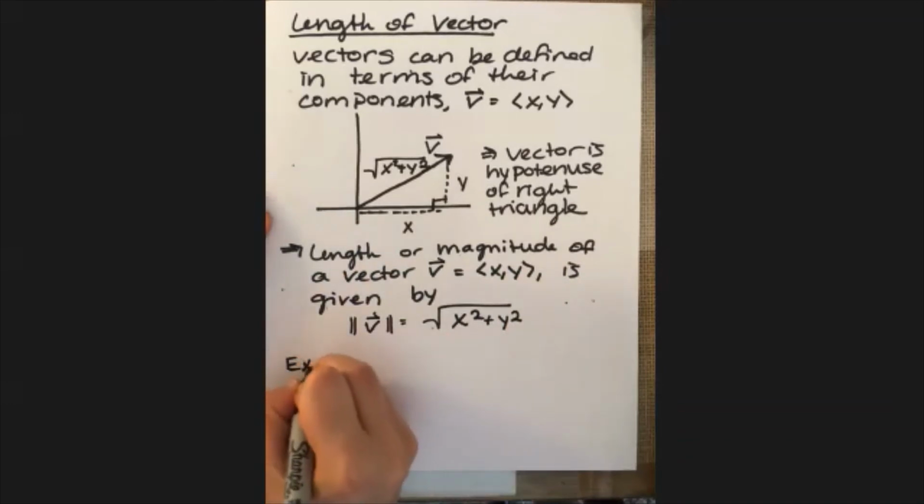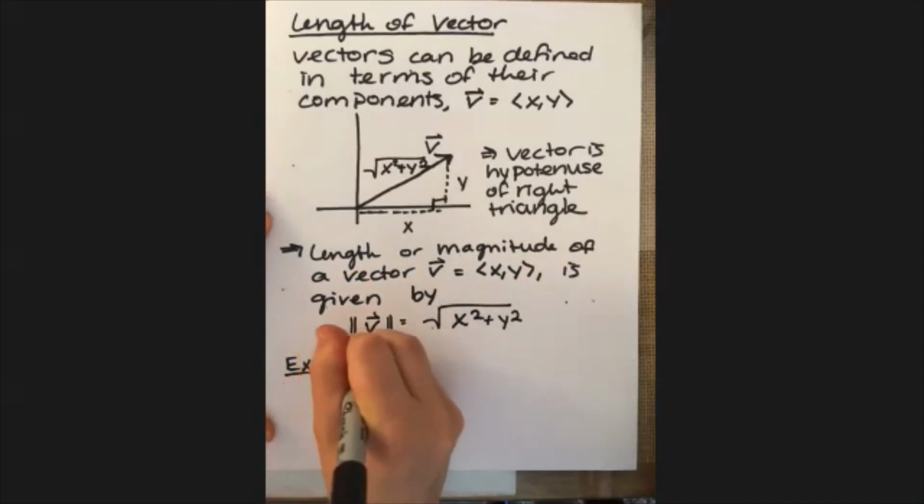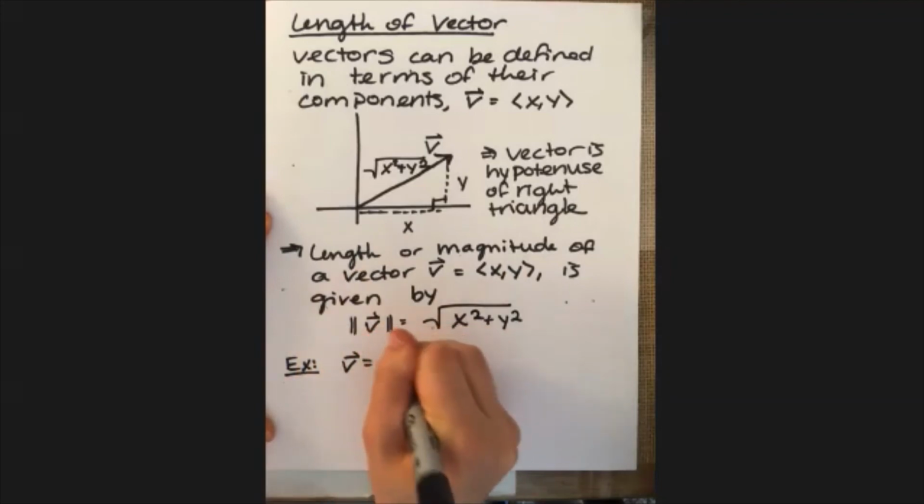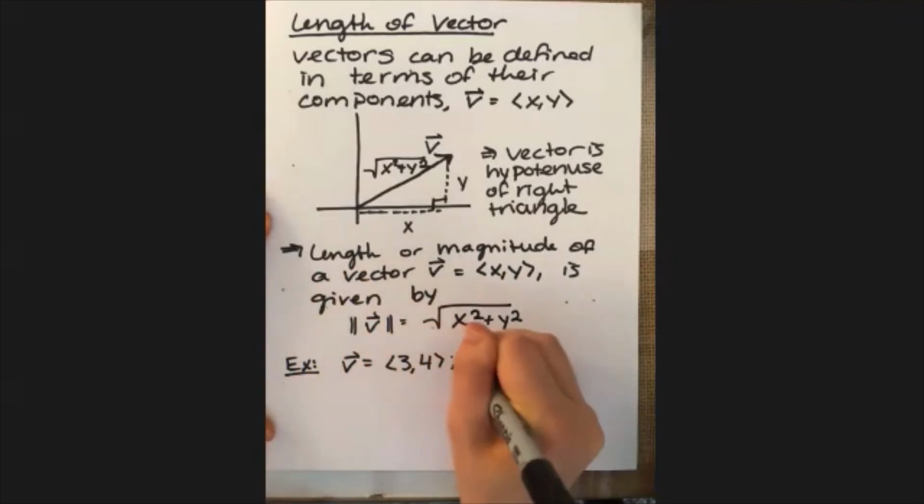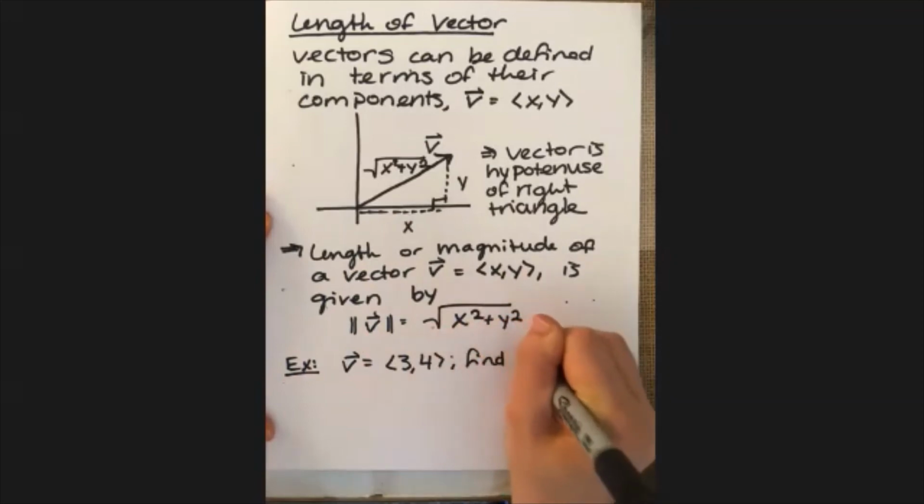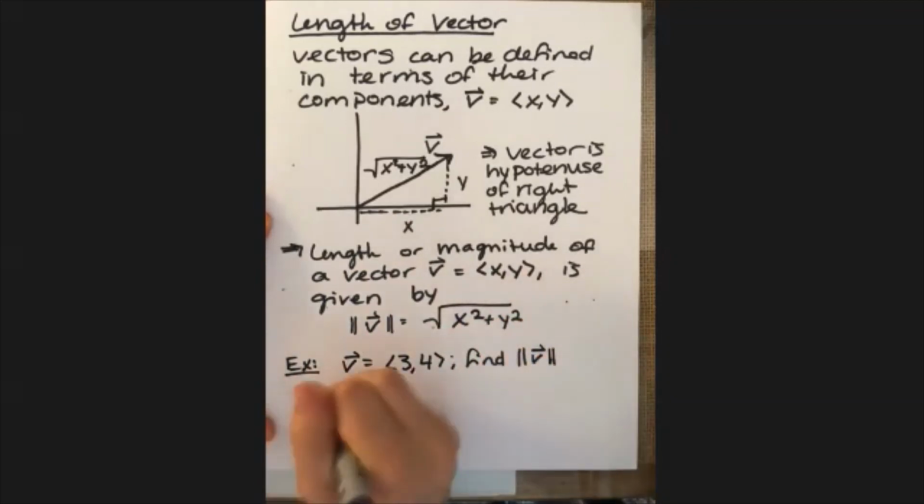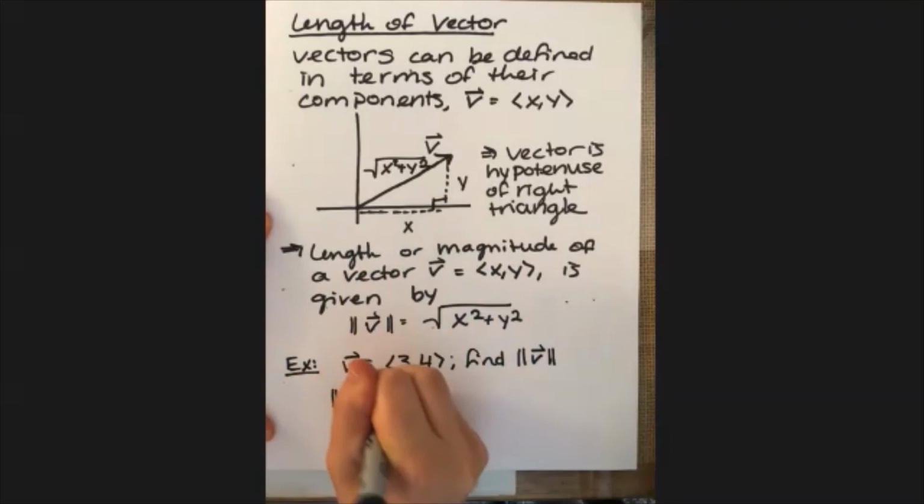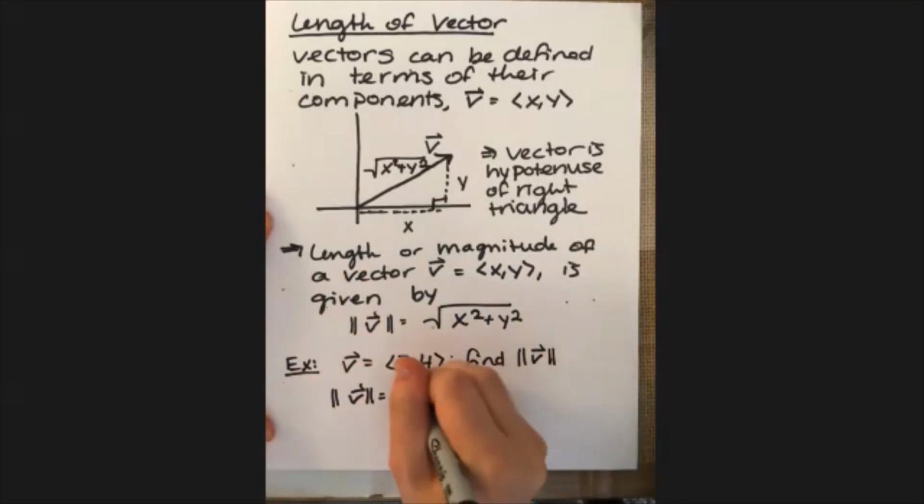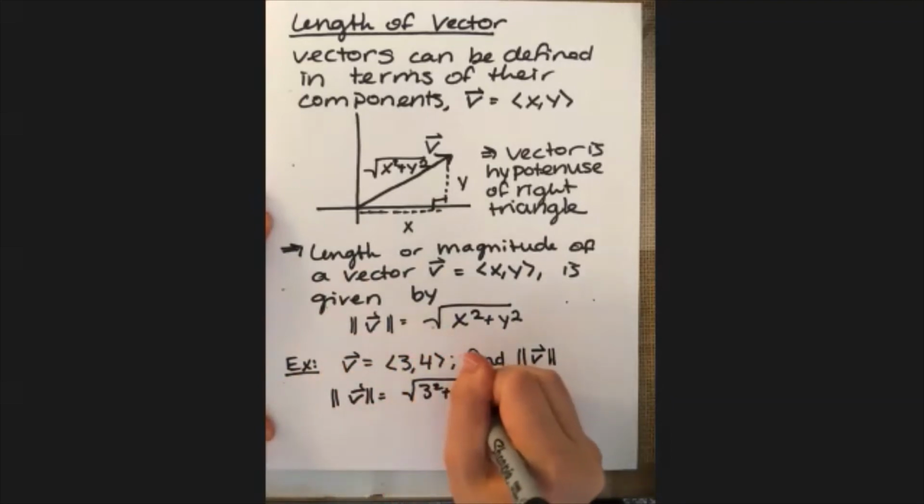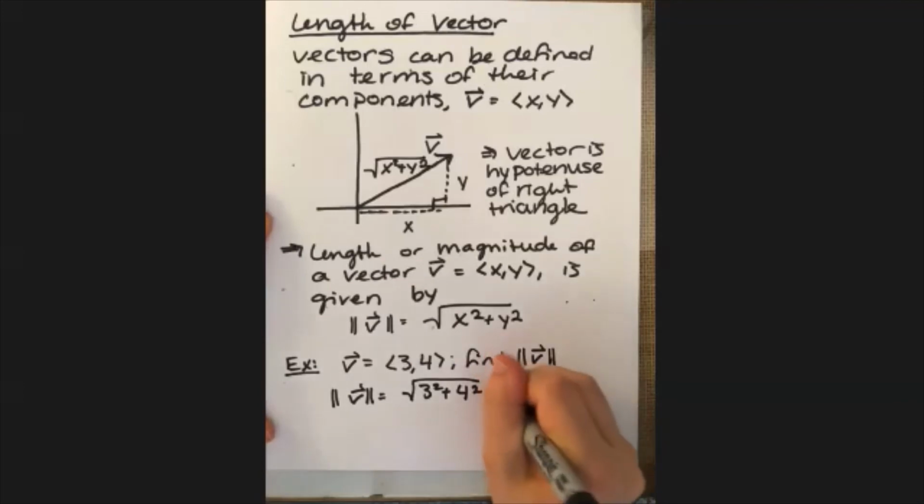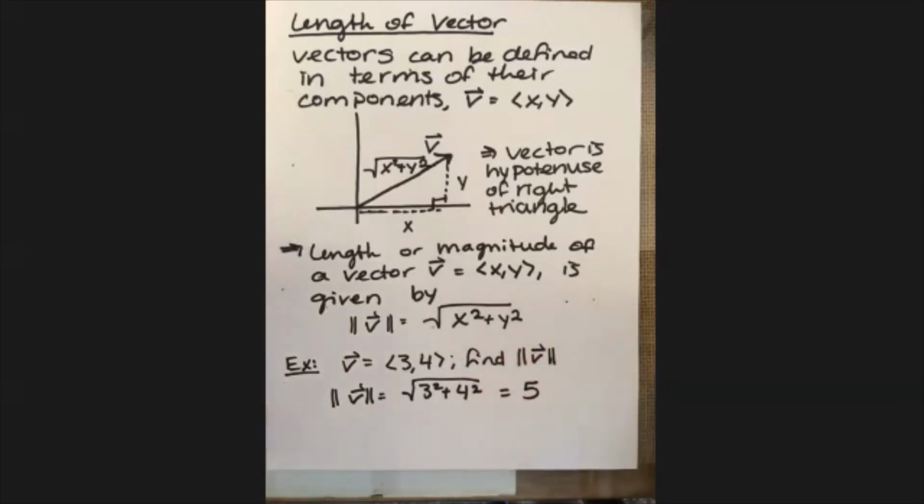Quick example. Let's take v to be equal to 3, 4, and find its length. We just square each of those components, add them together, take the square root, and we're going to get 5 as the length of that vector.